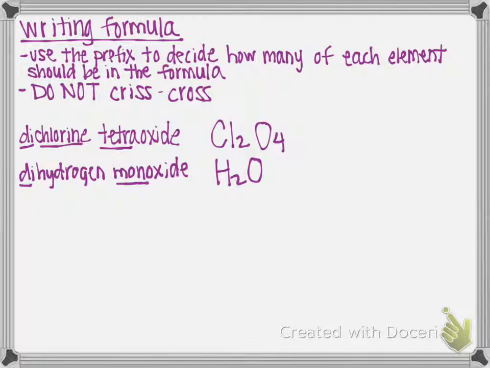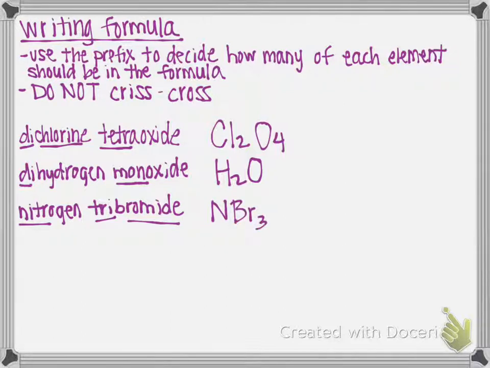I'll do one more, nitrogen tribromide. So first element doesn't have a prefix, so that means there's just one of them, so you know it's just N. Second one, tri, meaning 3. Bromide is bromine, so NBr3. So that is all there is for covalent naming and writing formulas. Biggest thing to remember is that you do not have to crisscross anything, and you're not using charges at all.